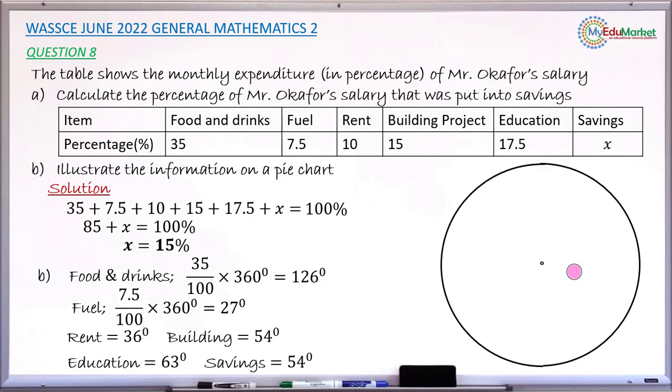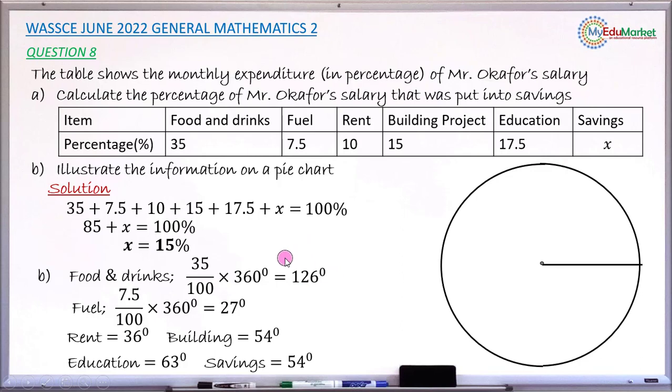And next you take your ruler and draw a straight line from the center of the circle to any part of the circumference. Let me just draw it like this using my ruler. When you have this very first line, you then take your protractor and measure all those angles.